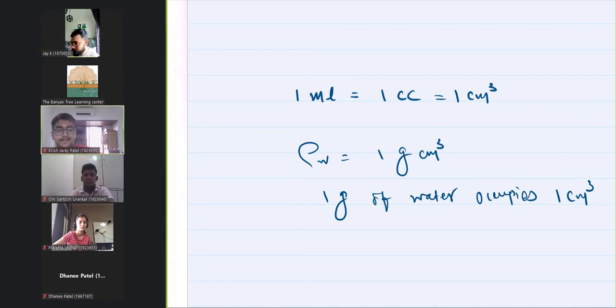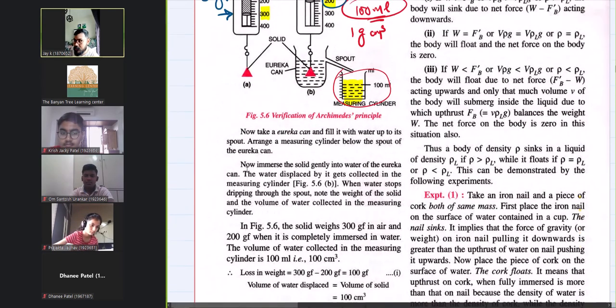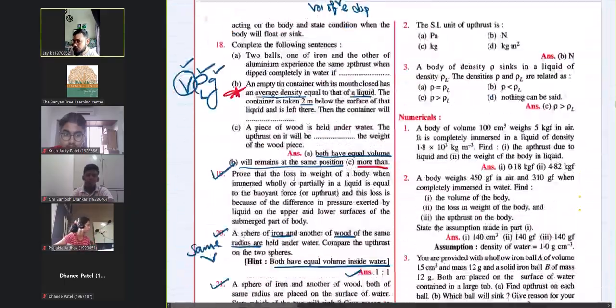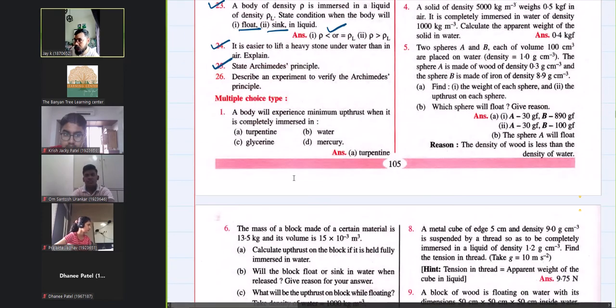So in water it is very easy. If you have 200 ml of water, that means 200 grams of water. 2.5 liters is 2.5 kg. But it is only in case of water, not in case of milk or oil or any other liquid. Only water has the density 1 gram per centimeter cube. That's why it's fairly easy to understand this. Okay, so that is the verification of Archimedes principle.